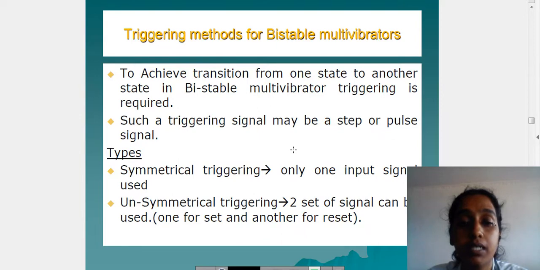Now let us see the triggering methods for the bistable multivibrator. To achieve transition from one state to another in a bistable multivibrator, triggering is required. Such a triggering signal may be a step or pulse signal. There are different types of triggering methods: symmetrical triggering and unsymmetrical triggering. What is symmetrical triggering? Only one input signal is used. In unsymmetrical triggering, two sets of signals are used, one for setting and the other for resetting purposes.